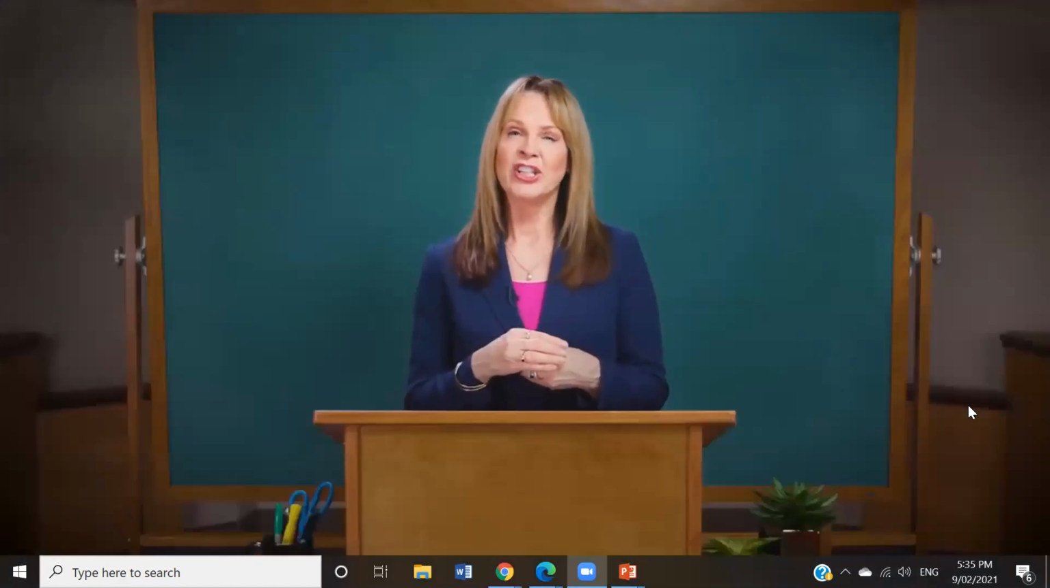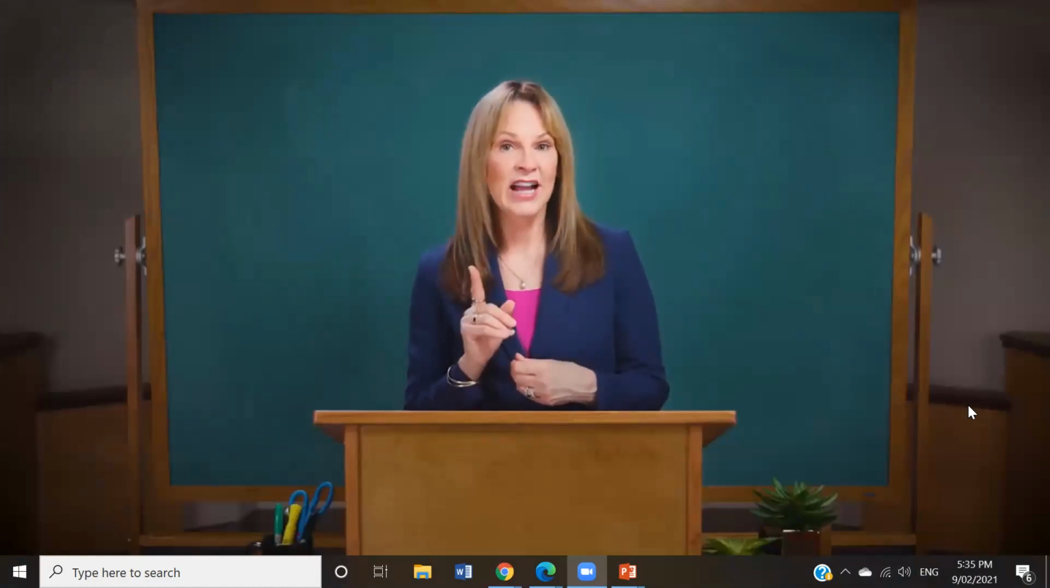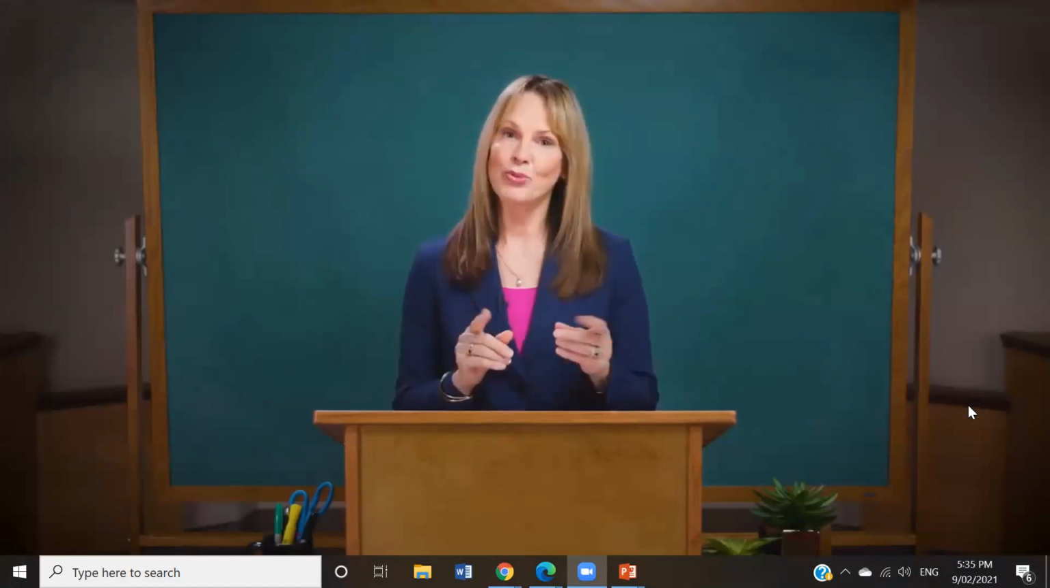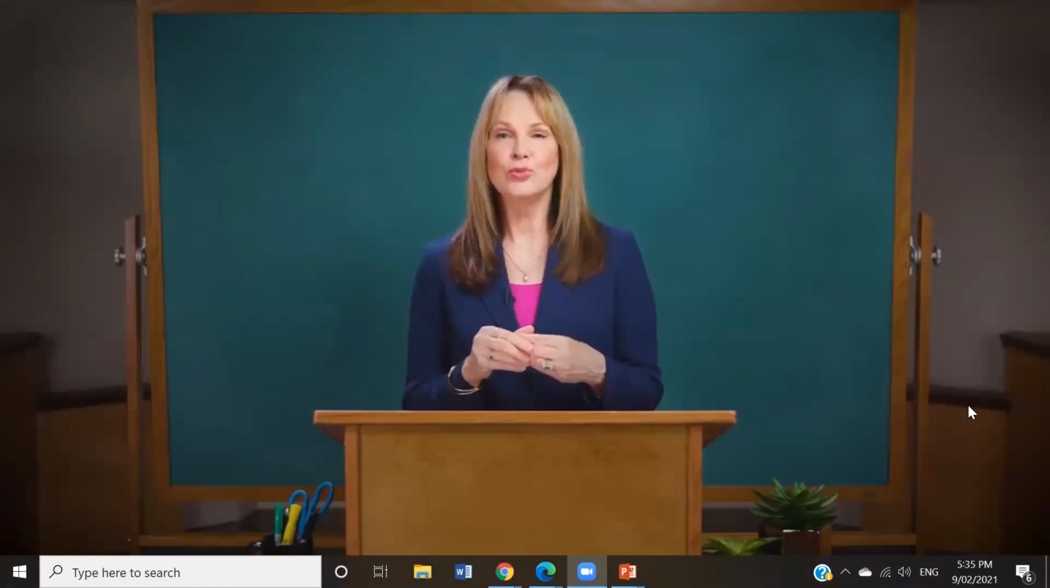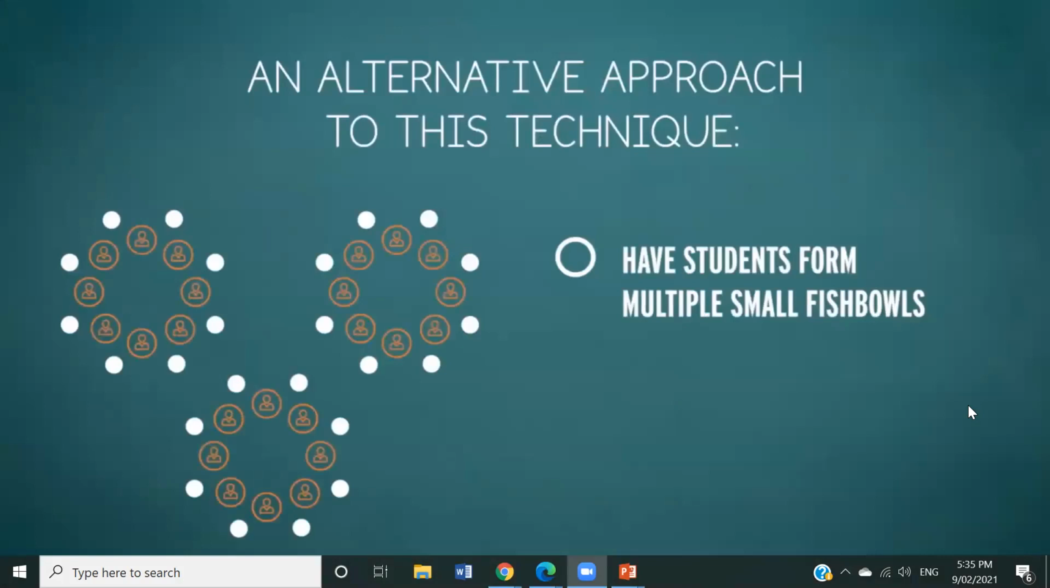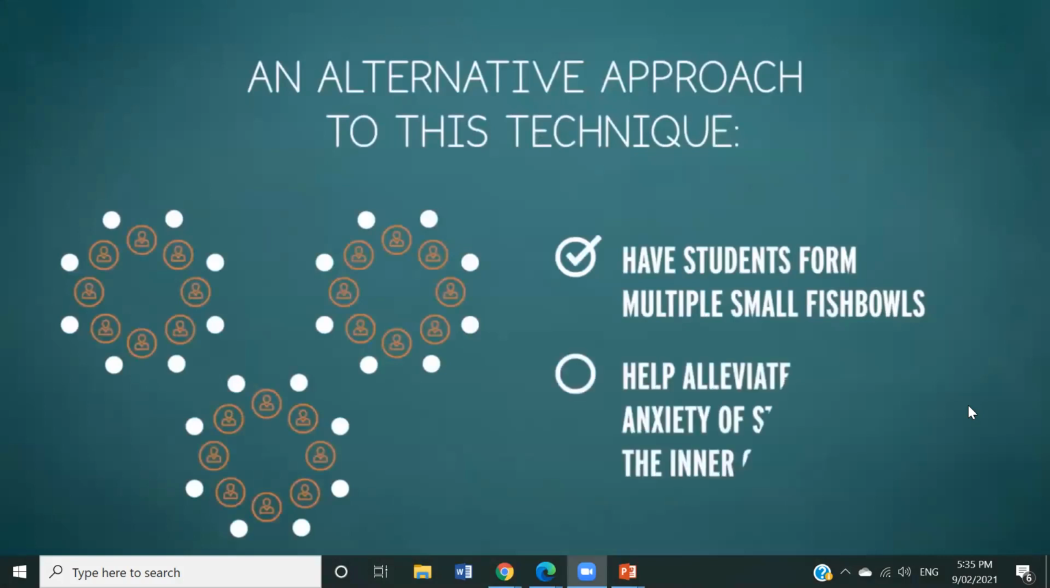After the first fishbowl discussion, facilitate a whole class discussion, requesting that students address content issues and also comment on group processes. Once complete, have students switch circles and begin a new discussion. An alternative approach to this technique is to have students form multiple small fishbowls. This can help alleviate any anxiety of students in the inner circles.